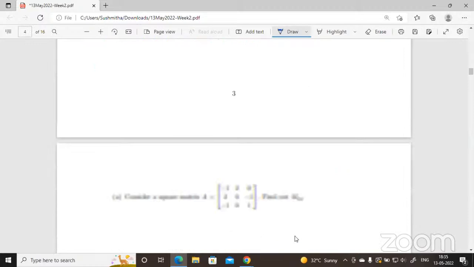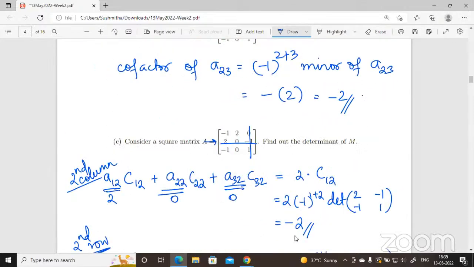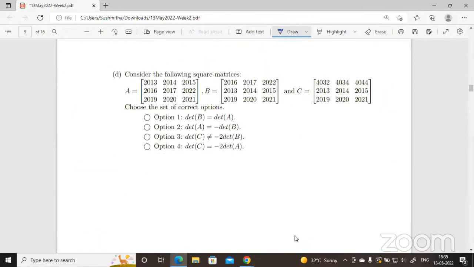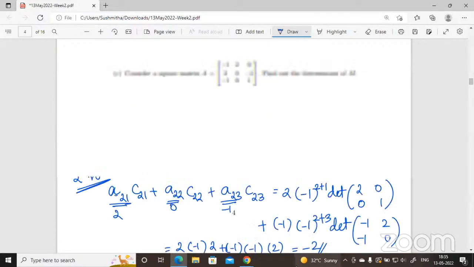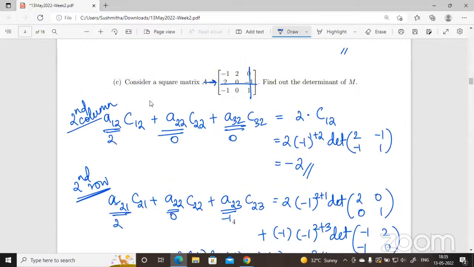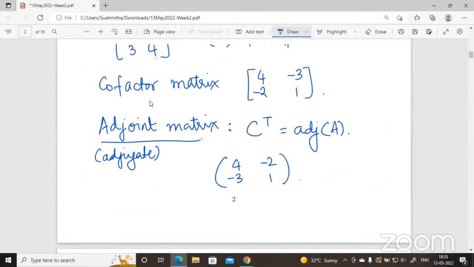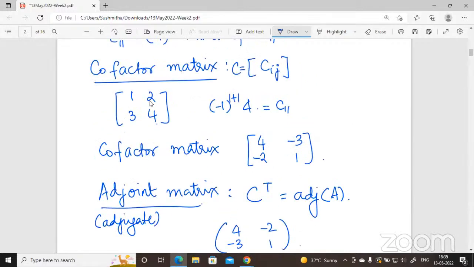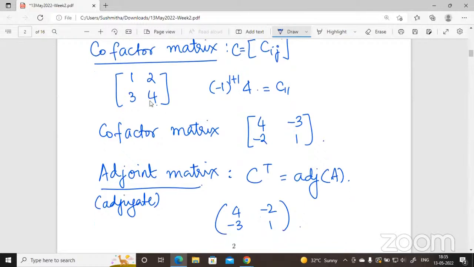Problem activity 2.1, question number 4. Ma'am, could you just go back to what you've just written? Okay. We'll do the activity before that. Ma'am, can we discuss one example of a 3 cross 3 cofactor matrix, please? Yeah, sure. We've just transposed C, the cofactor matrix. Yeah. Thank you.